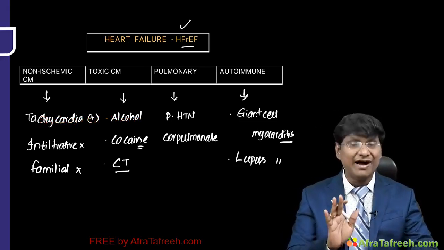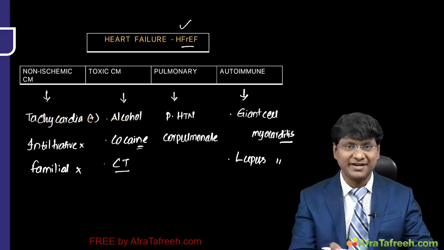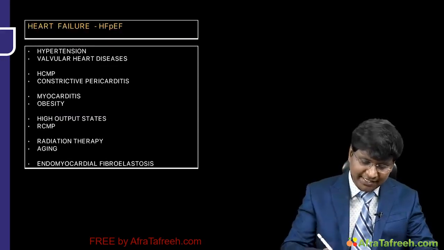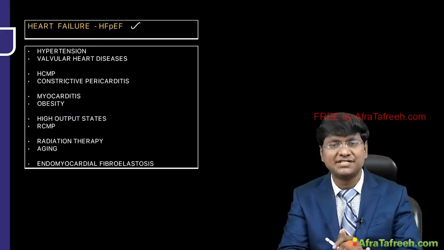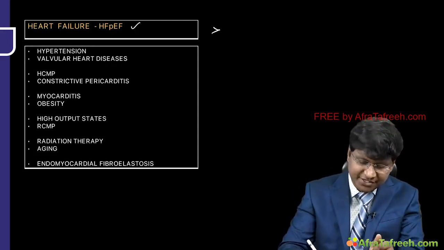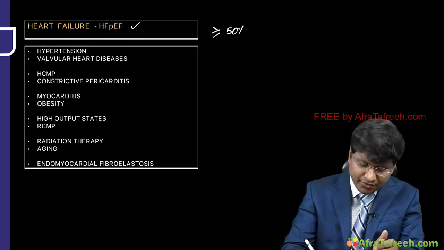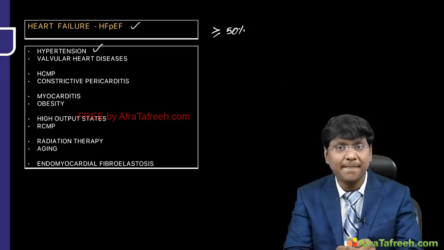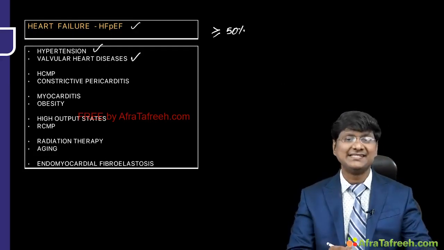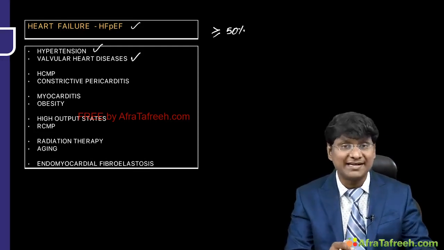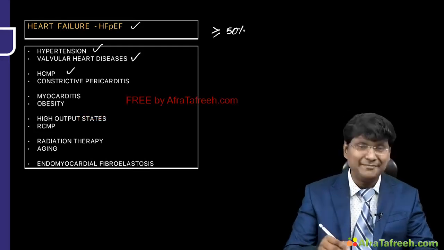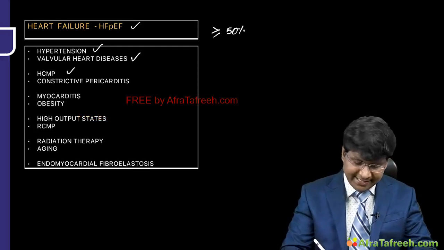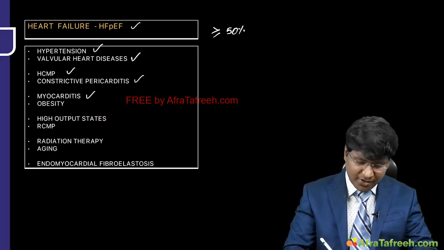Okay, right. Now after having discussed the etiologies causing reduced ejection fraction, let me tell you the etiologies that will cause preserved ejection fraction, where the ejection fraction will be more than or equal to 50%. These etiologies include hypertension, then valvular heart diseases. What are those valvular heart diseases? I'll tell you. Then hypertrophic cardiomyopathy, constrictive pericarditis, myocarditis, obesity, high output states.